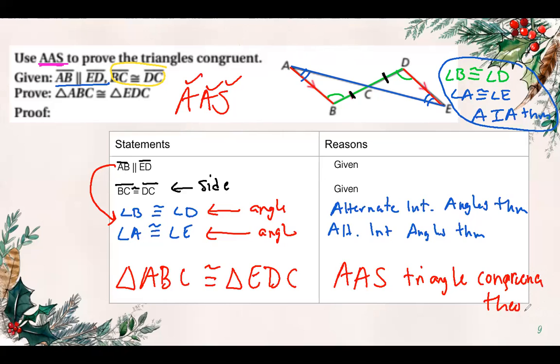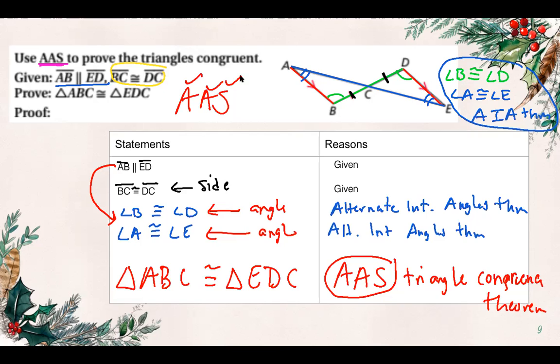Theorem. You can just write AAS. You don't have to write the whole thing, but I was writing the whole thing out just to be a little more formal as we're doing this our first couple times. This was not a super long proof, similar to some of the ones we did yesterday.